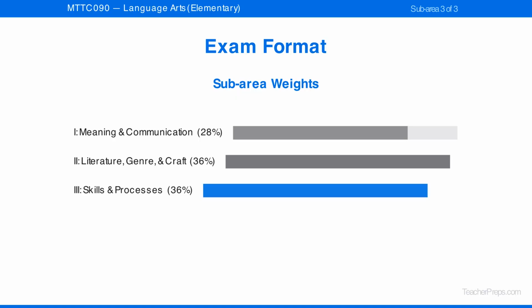The exam covers 3 subareas. Subarea 1, Meaning and Communication, is worth 28%. Subarea 2, Literature, Genre, and Craft, is worth 36%. And Subarea 3, Skills and Processes, which is what we're covering today, is also worth 36%. The best way to build pacing instinct is by taking timed practice tests.